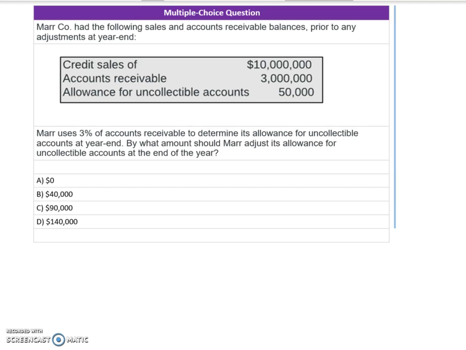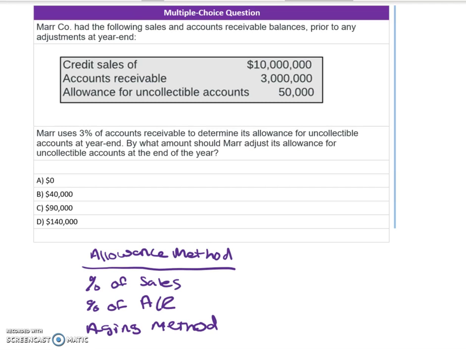So if you guys remember back on the allowance method, there are three different ways of computing the allowance for uncollectibles. There's the percentage of sales, the percentage of accounts receivable, and the aging method. It says here that we're using 3% of accounts receivable. That immediately indicates that we're using the percentage of accounts receivable, also known as a balance sheet approach.